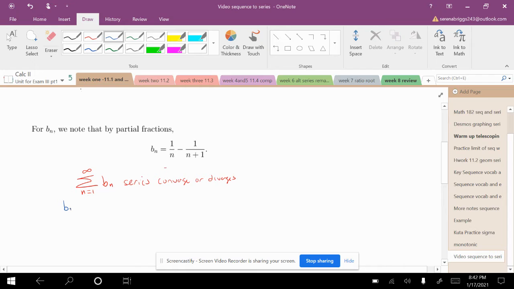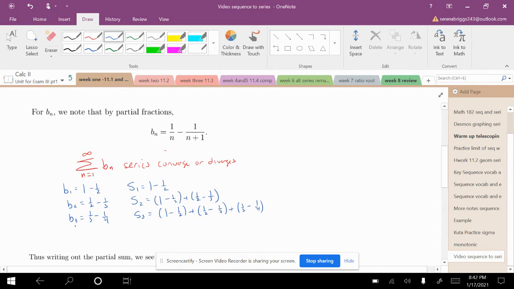The first term, remember, was 1 minus 1/2. And the first sum then would be the same, 1 minus 1/2. The second term, remember, was 1/2 minus 1/3. So the second sum would be 1 minus 1/2 plus 1/2 minus 1/3. The third term was 1/3 minus 1/4. So the third partial sum would be 1 minus 1/2 plus 1/2 minus 1/3 plus 1/3 minus 1/4.